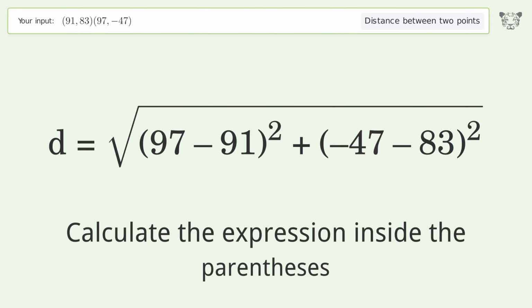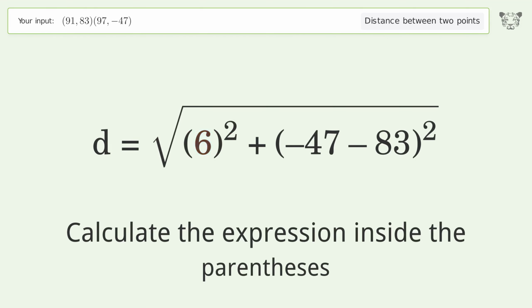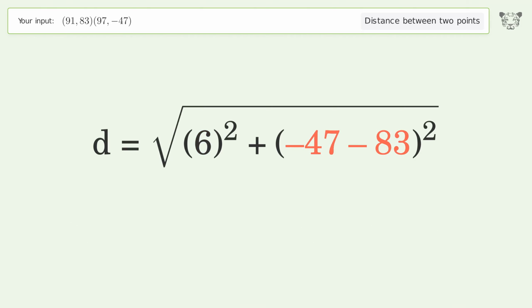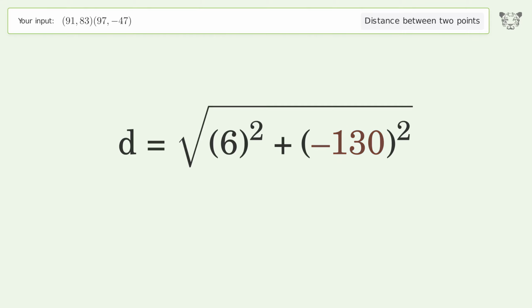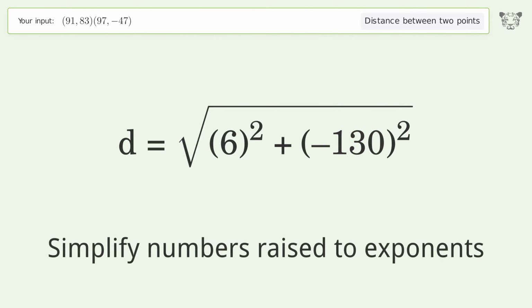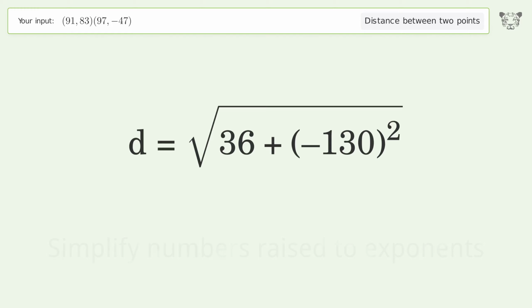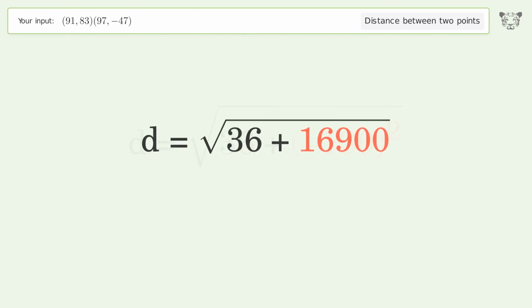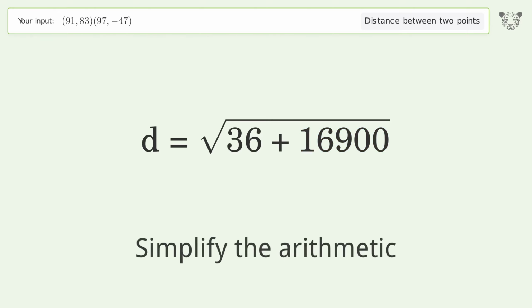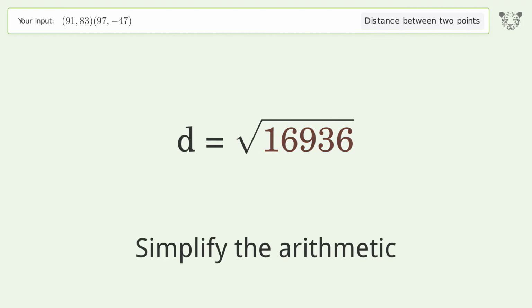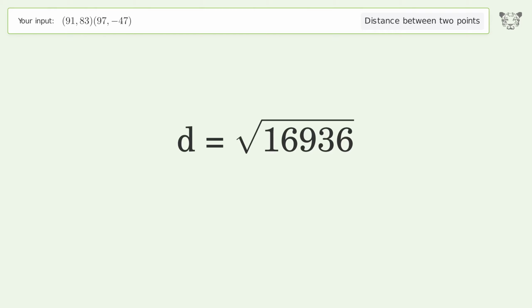Calculate the expression inside the parentheses. Simplify numbers raised to exponents. Simplify the arithmetic. And so the distance between the 2 points is the square root of 16,936, or 130.138.